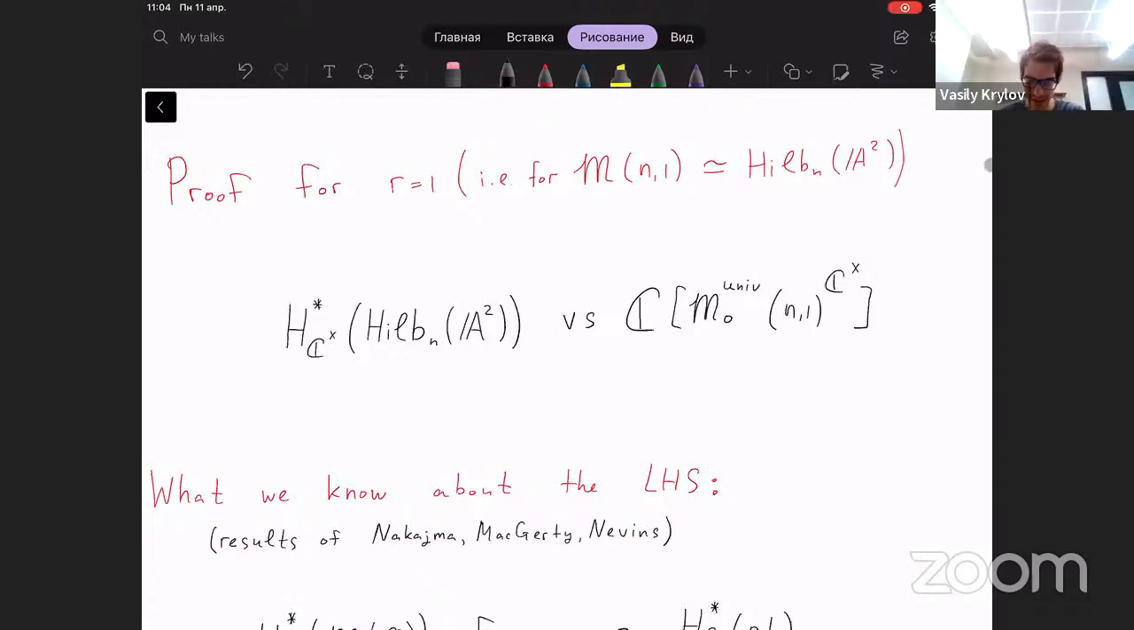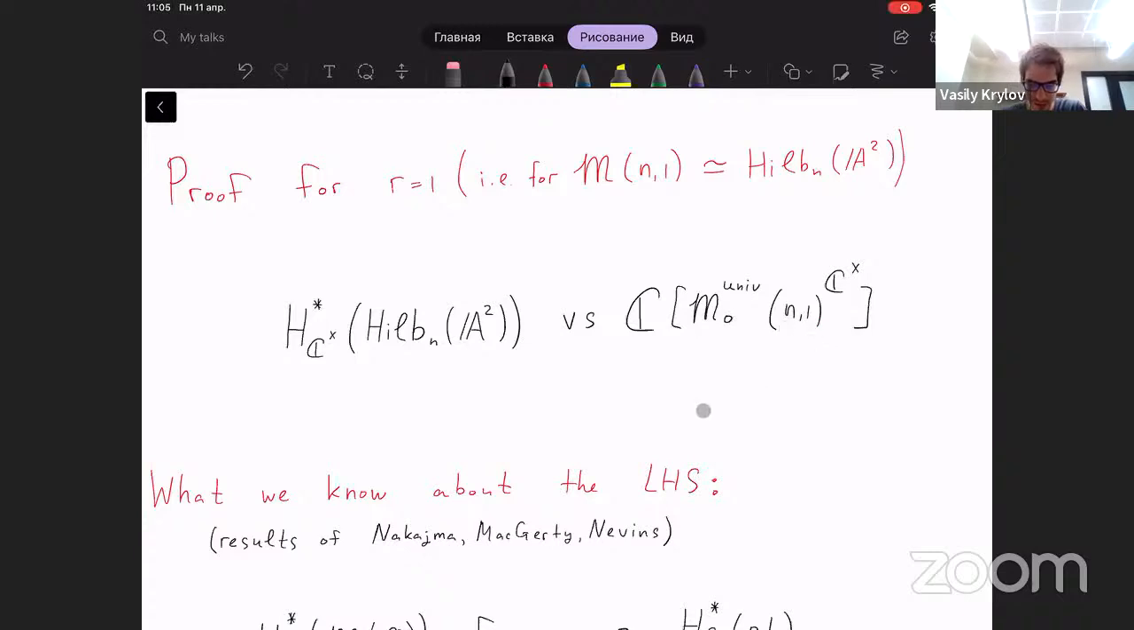Okay, so let me discuss the proof first for R equal to 1, since it's easier to formulate things, and then say a couple of words in general. So for R equal to 1, M_{n,R} is isomorphic to the Hilbert scheme of n points on A^2, as we discussed. Our goal is to compare the following algebras. On the left-hand side, we have the equivariant cohomology of the Hilbert scheme with respect to C^×. And on the right-hand side, we have the schematic fixed points of M^univ_{0,1}.